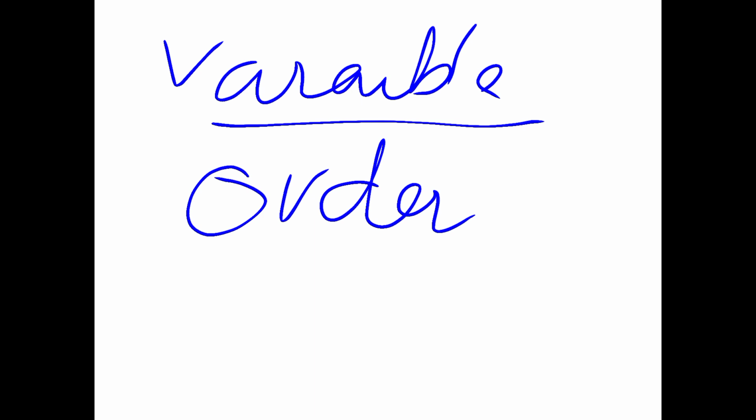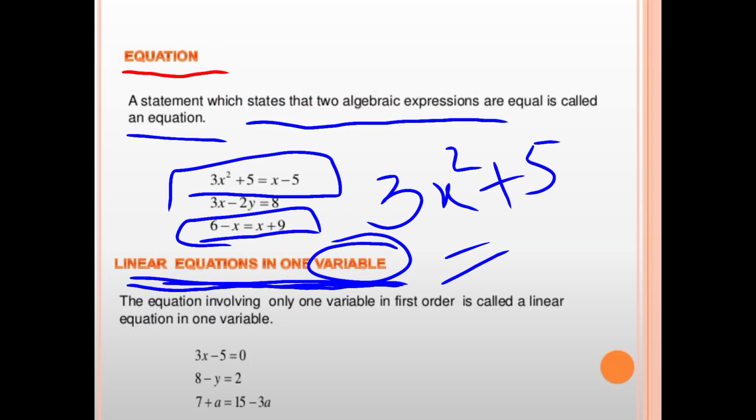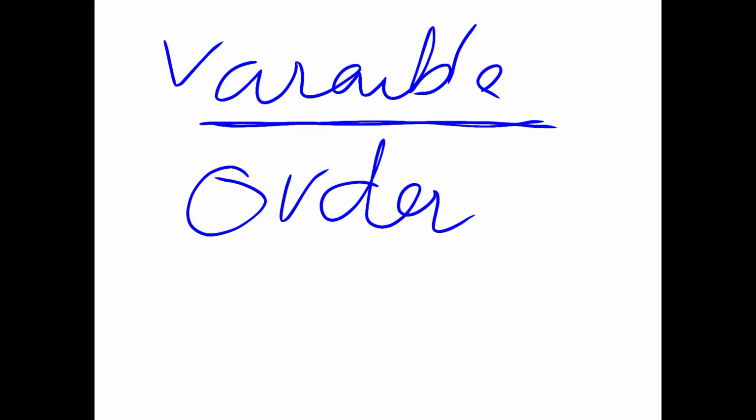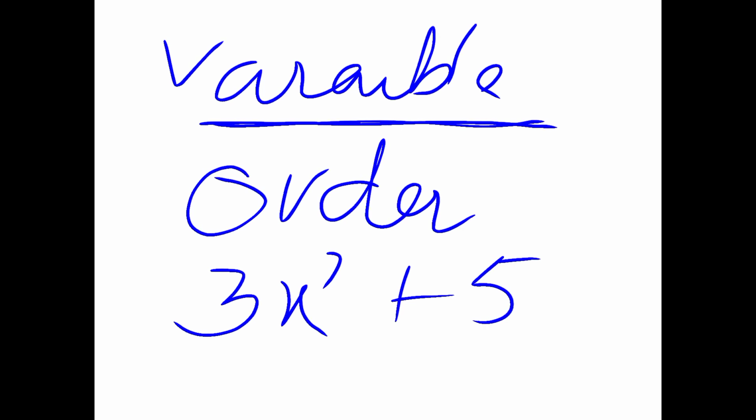See, let's talk about the variable first. If you can see here, we will take this, say for example, this expression 3x square plus 5. Now look at this.